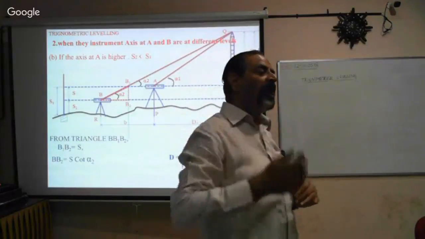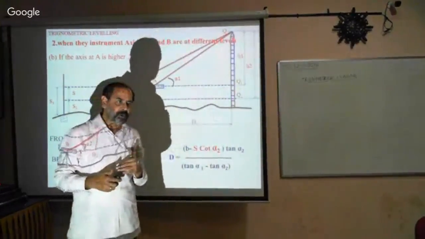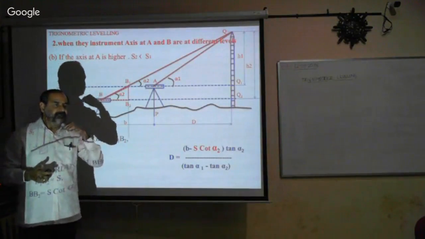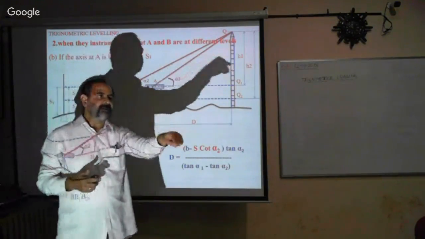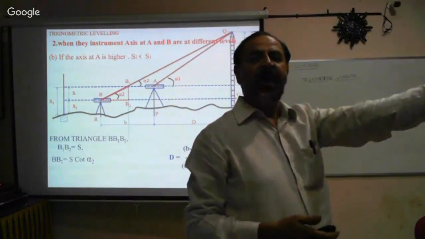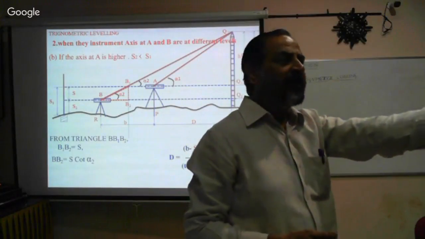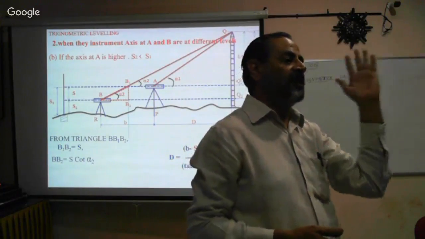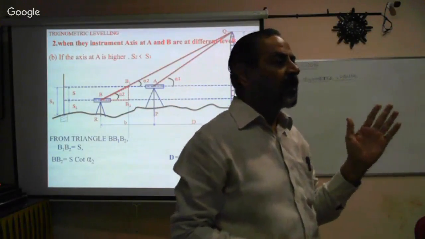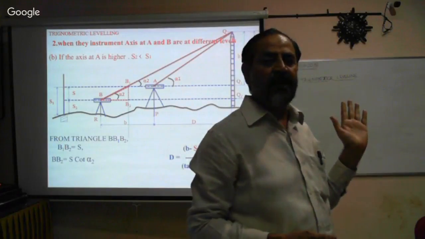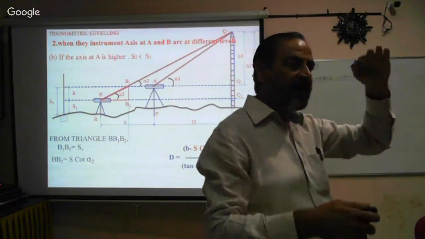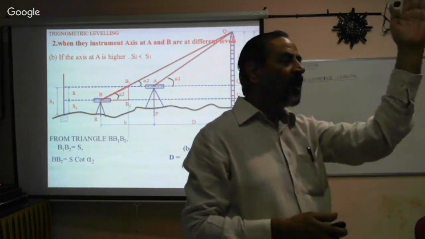When you rotate the telescope, identify a point convenient to you, maybe 30 meter, 50 meter, whatever you want. Then instrument station 2, instrument station 1 and the object are in the same vertical plane. It is called the single plane method. Understood? Whatever we have discussed so far, the cases when the instrument axes are at the same level and at different levels, are both single plane method.